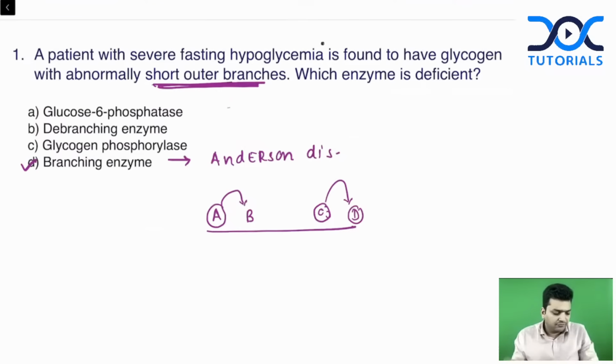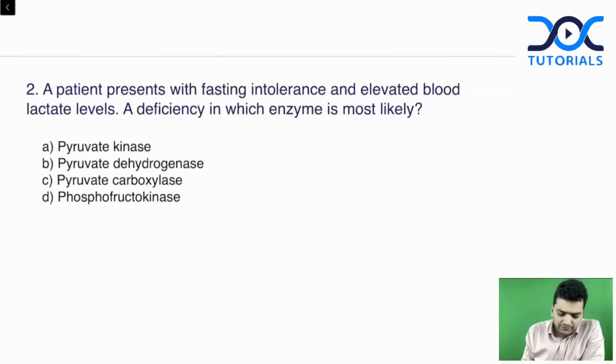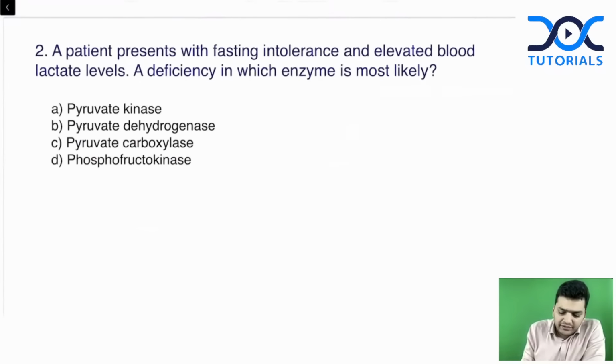Yes, very good. Now coming to the next one, a patient is presented with the fasting intolerance, meaning the patient is unable to tolerate the fasting state, and there are elevated lactate levels. Which enzyme deficiency can be there? Fasting intolerance is there. He can't tolerate the fasting. He is going into hypoglycemia, and he is having elevated lactate levels.